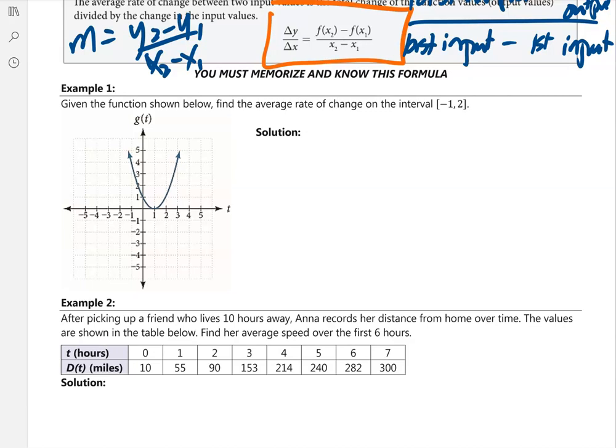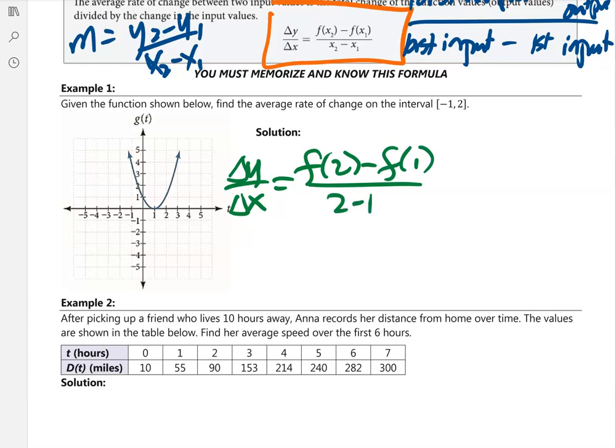So it's just like thinking about solving for the slope. Given the function shown below, find the average rate of change on the interval -1, 2. So let's use that formula. Delta y over delta x is equal to f of 2 minus f of -1 over 2 minus -1. And then what is f of 2? Based on the graph, at 2, this is the point, so the y value is 1.